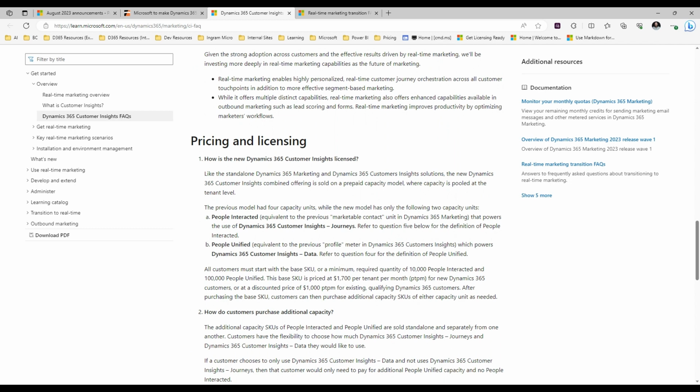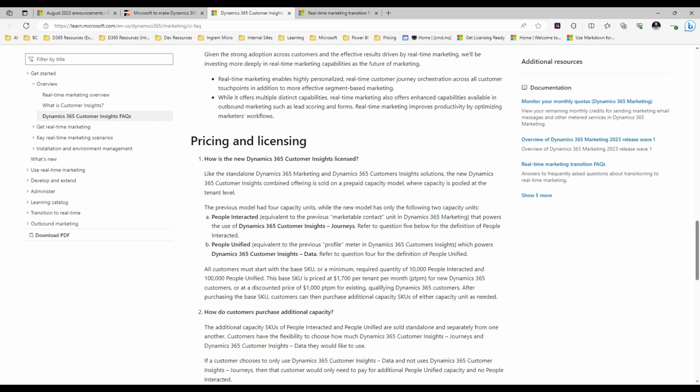And it mentions the pricing here, and this is very important. So pricing starts at $1,700 per tenant per month. That's a $200 increase from the current marketing $1,500 per tenant per month pricing, but you are getting marketing plus customer insights. And then it says a discounted price of $1,000 per tenant per month for existing qualifying D365 customers. If I had to guess, qualifying would be the same customers who qualify for marketing attach right now, which is $750. So again, another price increase, but you are getting a little more product for the cost. We'll see how end users feel about this.